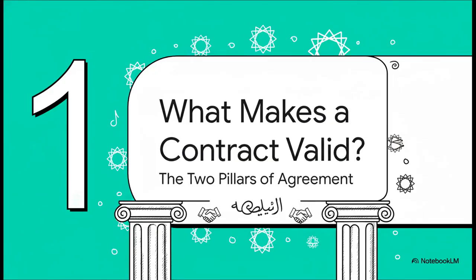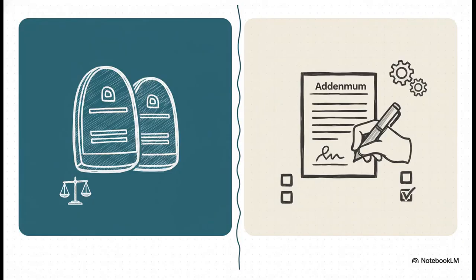At its heart, every single valid contract stands on two fundamental pillars. Once you get these two, everything else just clicks into place. So you can see it right here. On one side, you have the conditions that are set by Sharīʿah. This is the rule book. It's non-negotiable and ensures everything is fair and legitimate. And on the other side, you have the conditions that you and the other party agree on. This is like the custom addendum you create together.